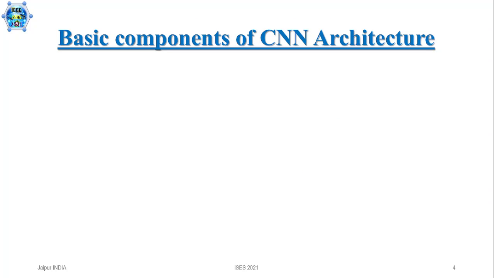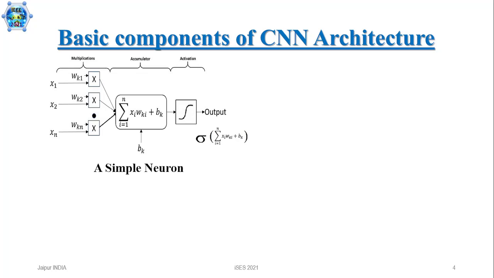Basic components of CNN architecture. A convolutional neural network is made of several neurons which have many inputs x1, x2 to xn and a constant input bias bk. The data inputs are multiplied by weights and added to the bias. The weighted sum is given to an activation function block like sigmoid activation, which can either fire the neuron or not, depending on whether the input is greater than a certain threshold.